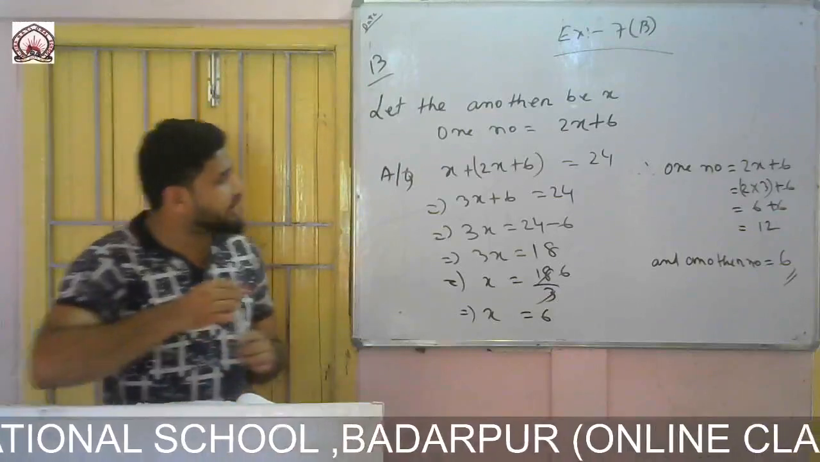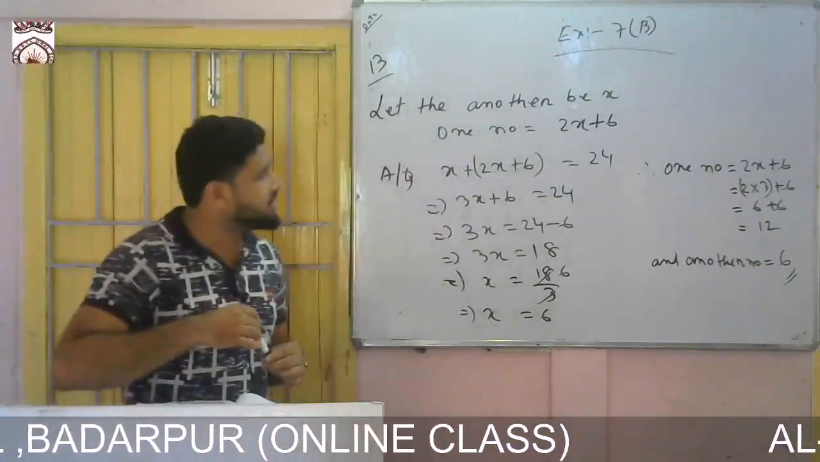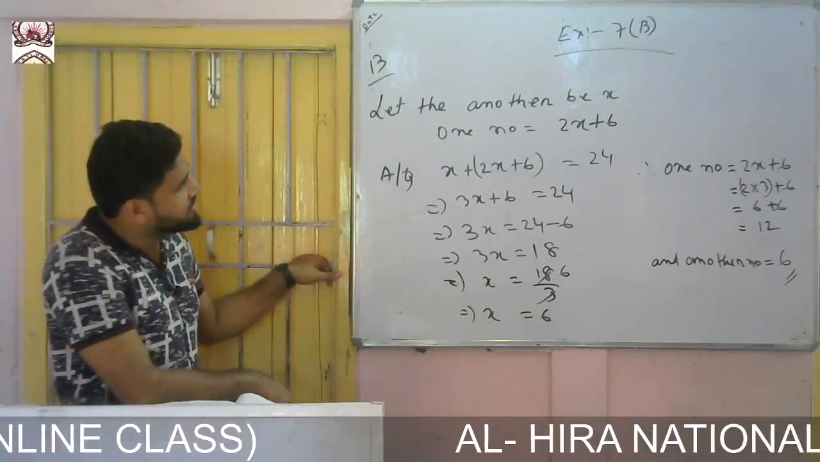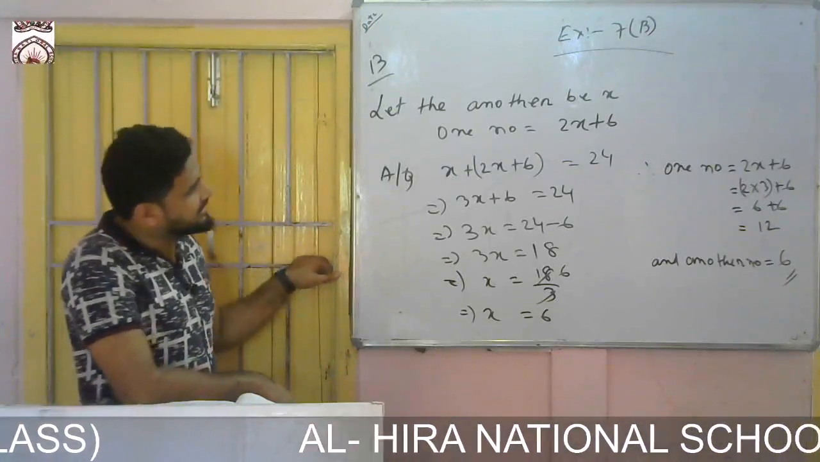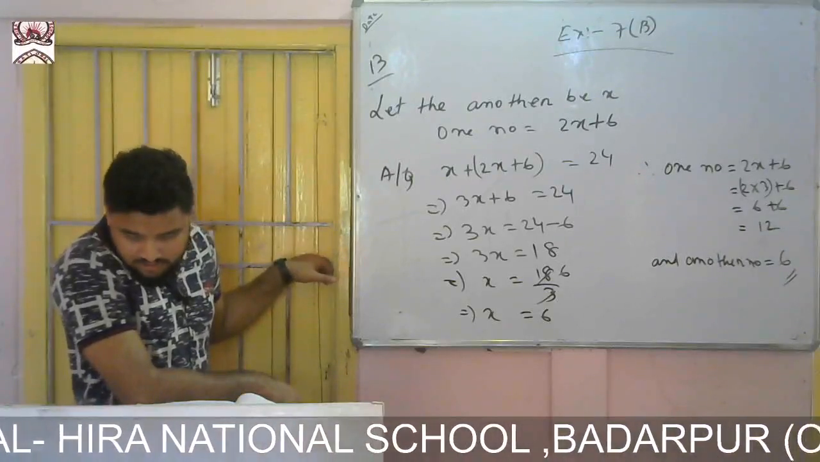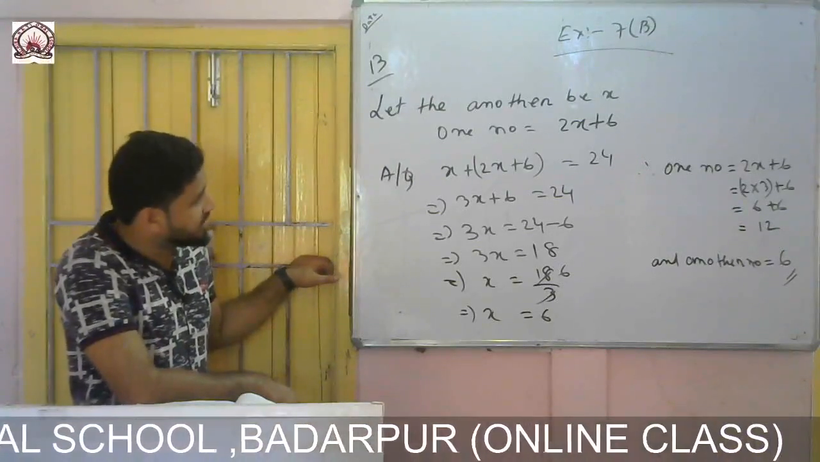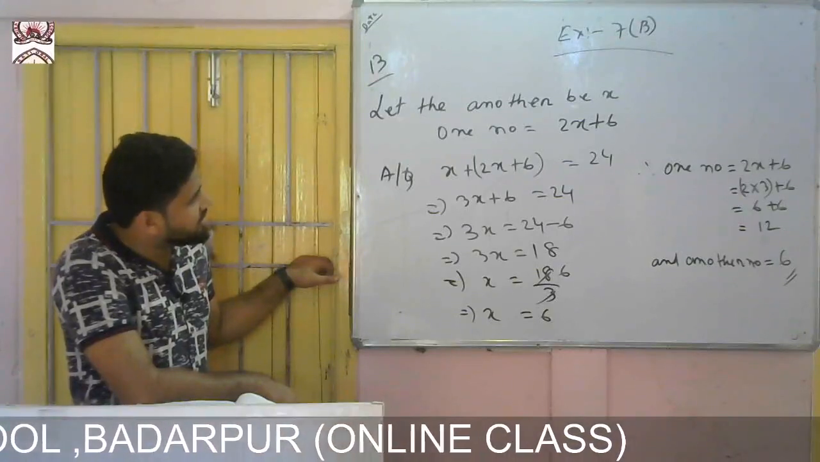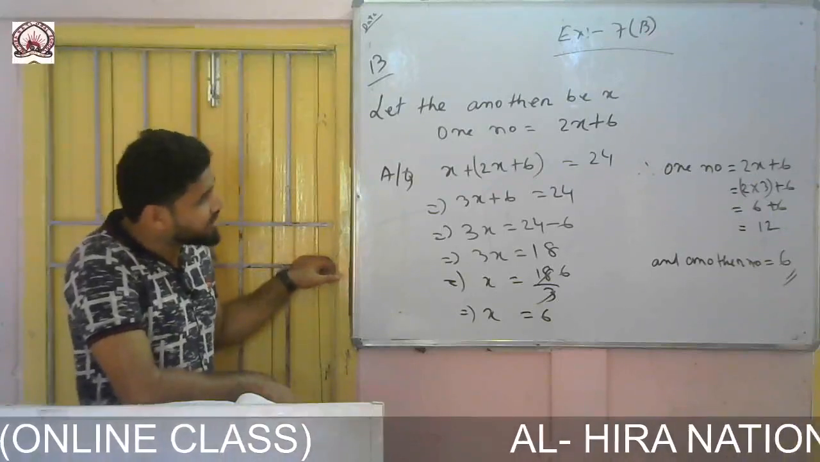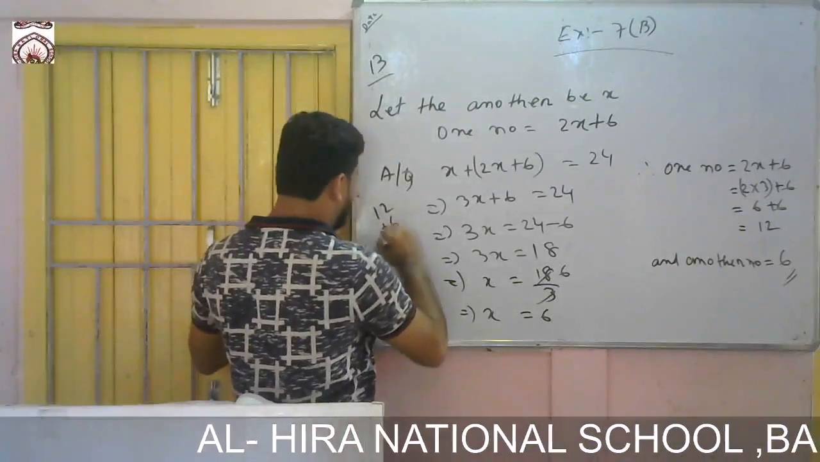Wait, there is something wrong, I think. Twice x plus 6. So one number is x, and another number is twice x plus 6, and the sum is 24. So let me check. Thrice x is 18. One number is 6, so another will be 12. So let me check. 12 plus 6.